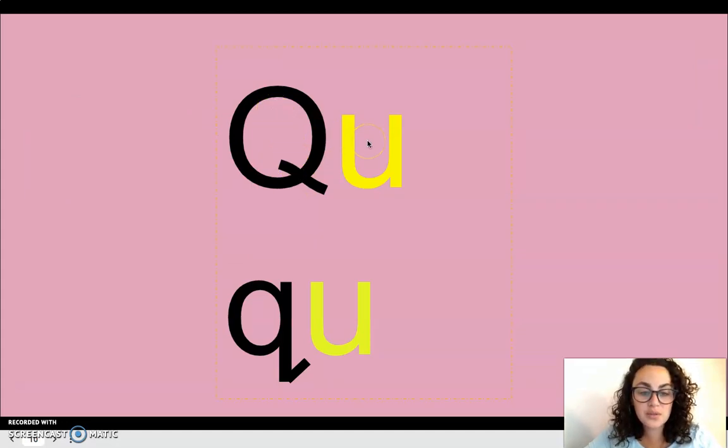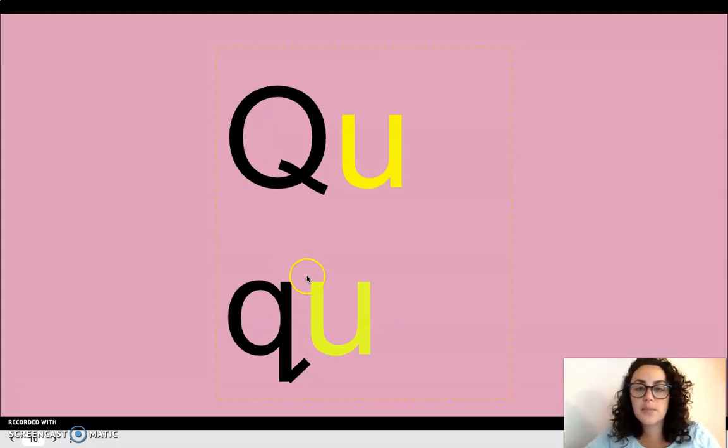So here's what I was talking about, right? Q and U have a friend. We're never going to see Q by itself. This is so crazy, right? Two letters making a sound. So when we see Q and U together, that's with the uppercase Q, or Q and U together lowercase, that's when we know to read it as Q.